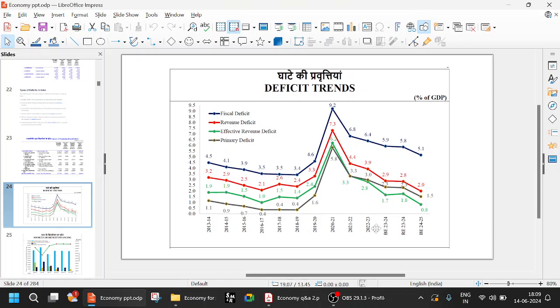If you look at the last 5 years, see in 2020 during the corona period, the deficit has gone as high as 9.2. This is from 2014, right? So in the last decade, the deficit was at 4.5 and it has reached as high as 9.2, which is not a good thing. Now it is slowly coming back to 5.1, which is a good thing. Fine. Remember this, friends.